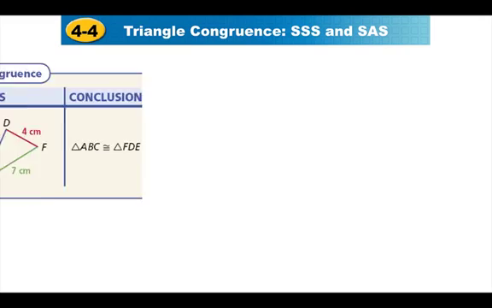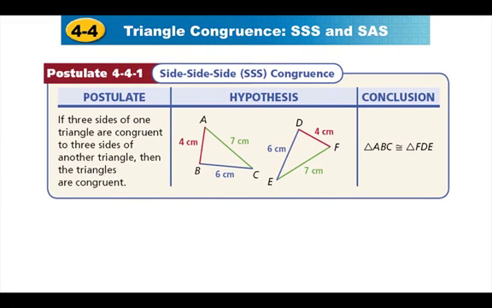Let's go to the first shortcut, or postulate, 4.4.1, the side, side, side congruence postulate. I'll read this to you. It says if three sides of one triangle are congruent to three sides of another triangle, so this is what we have here in this illustration, then the two triangles must be congruent. This is the first shortcut that you're going to be able to use to show that two triangles are congruent. Let's go to the next slide.